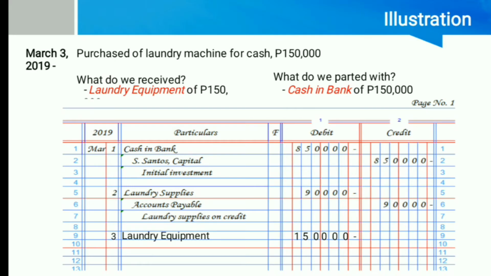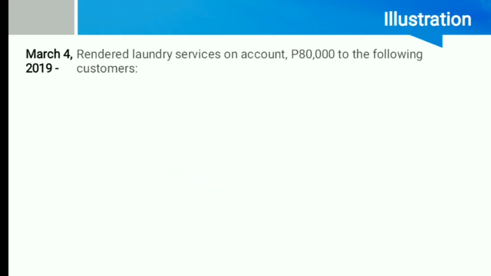Okay, so we will write it in the general journal. Don't forget to indent our credit entry from the debit entry, which is laundry equipment. So here we have cash in bank, the amount of which is 150,000 pesos. This is to record the purchase of machine for cash. We will now proceed to the next transaction, which is on March 4, 2019.